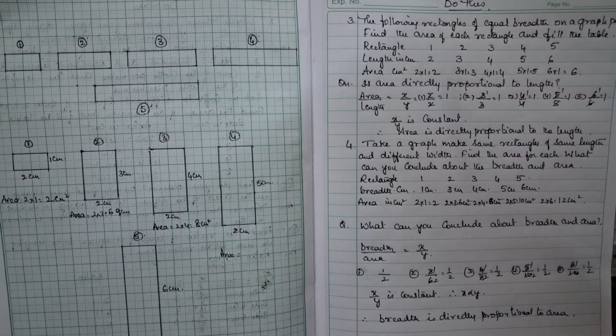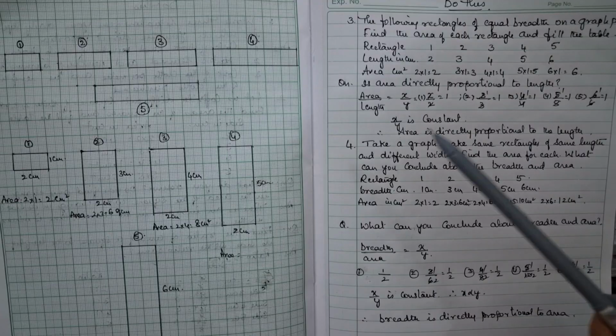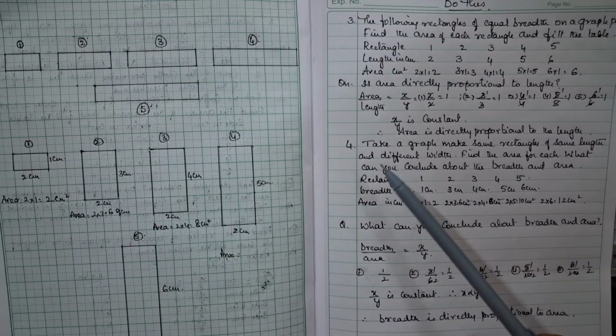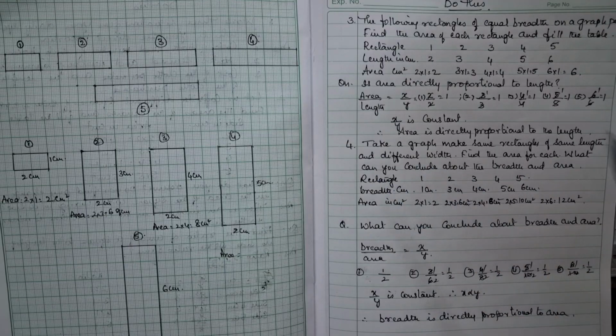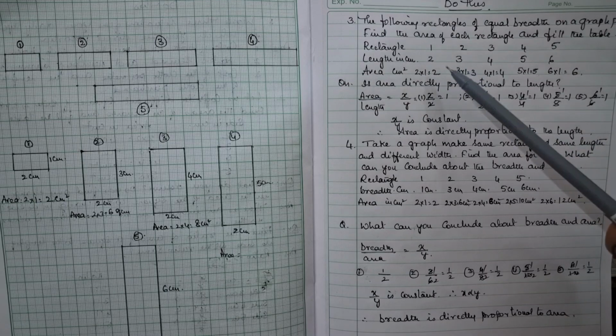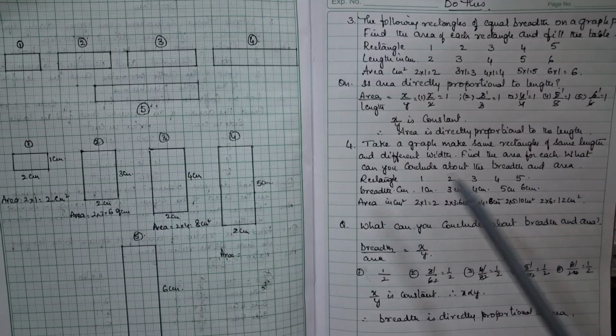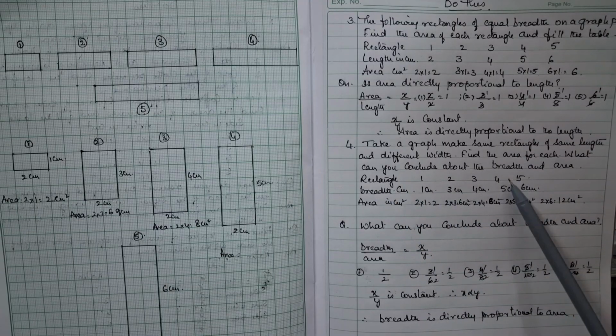Why? Because x by y is constant. Next, take a graph and make rectangles of the same length and different widths. Here, same width, different length. Here, same length, different widths. Find the area of each. What can you conclude about the breadth and area?